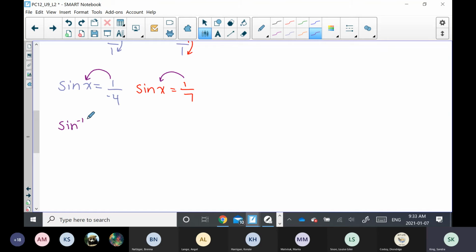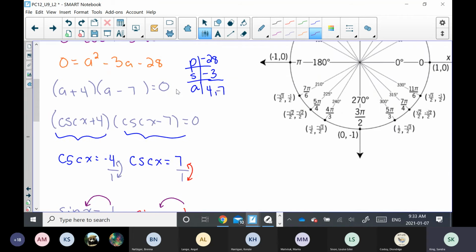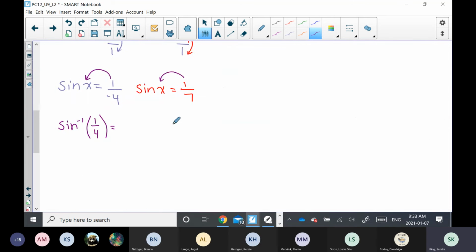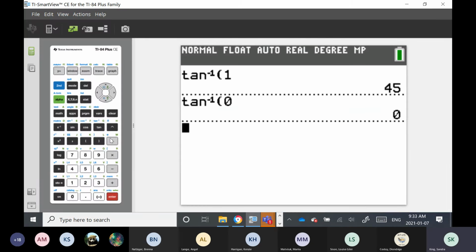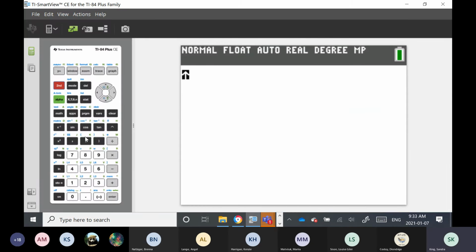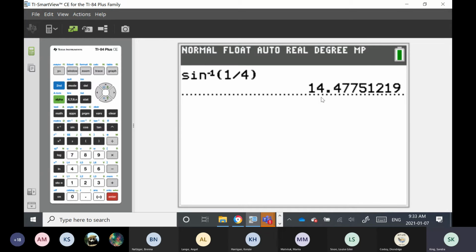So inverse sine of the absolute value of -1/4 is 1/4. And I need to be in degree mode. So on my calculator, I need to be in degree mode. And I'm going to type in the second function sine of 1/4. That gives me a reference angle. They want it to the nearest degree. So that would be 14 degrees would be my reference angle.